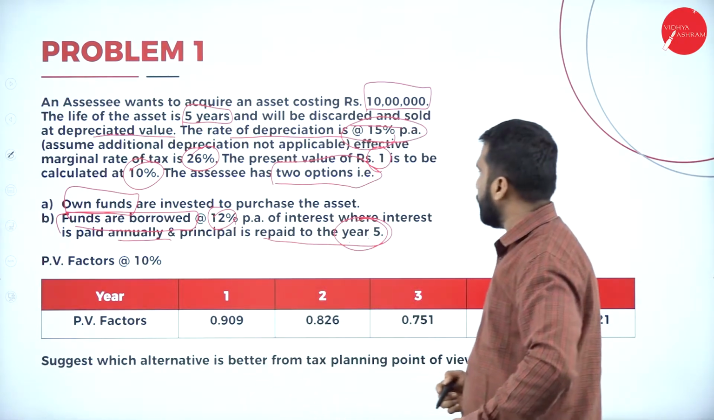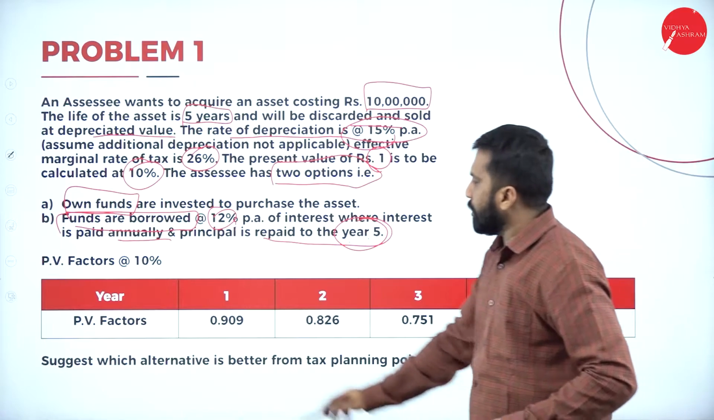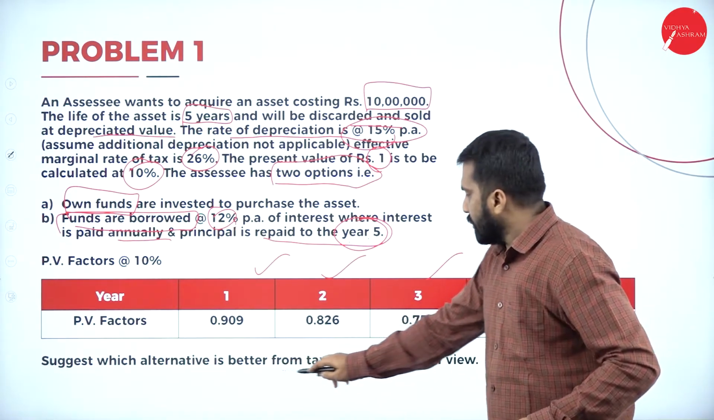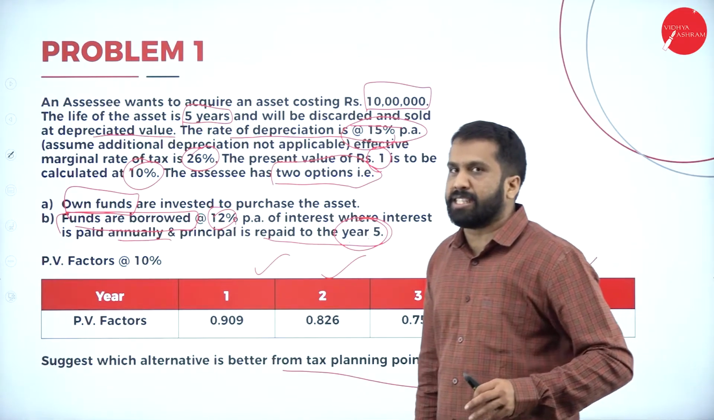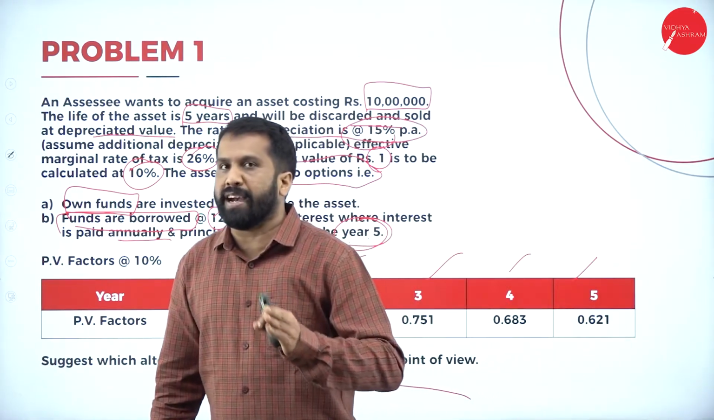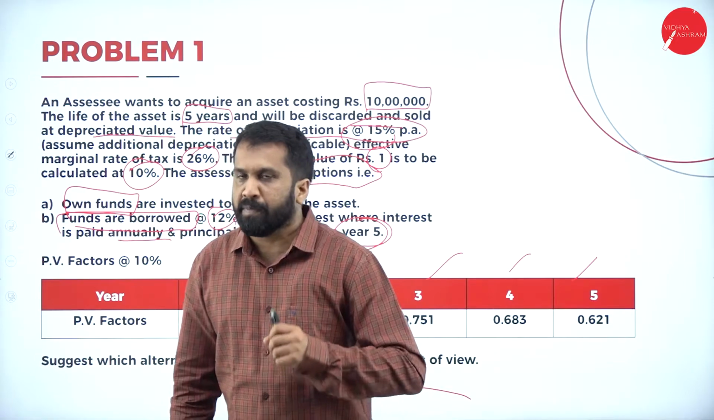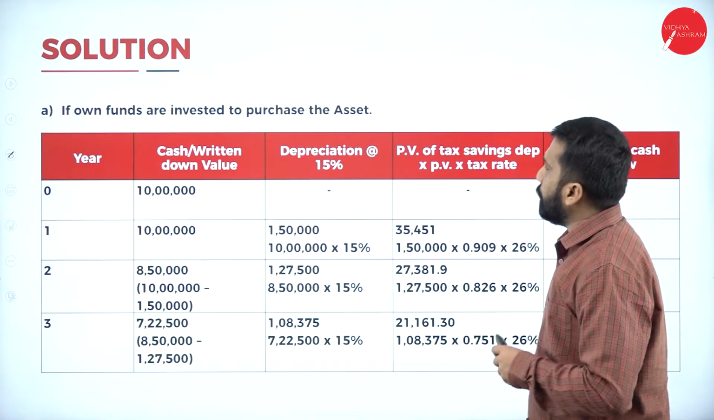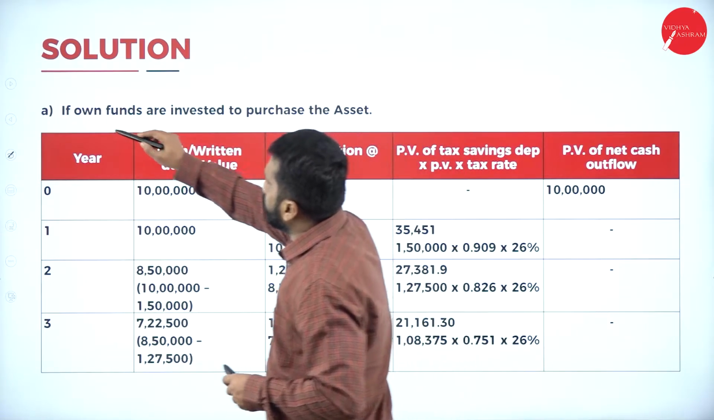Now you understood your PV factor and all this. So these are the tax details. What is the better tax planning you are supposed to find out? Hope you are clear. Good. So what you are supposed to do? Now we are doing your own fund.